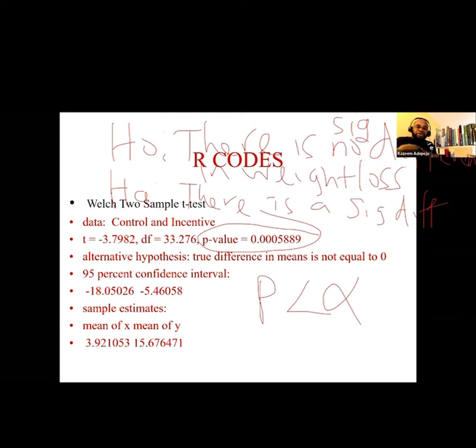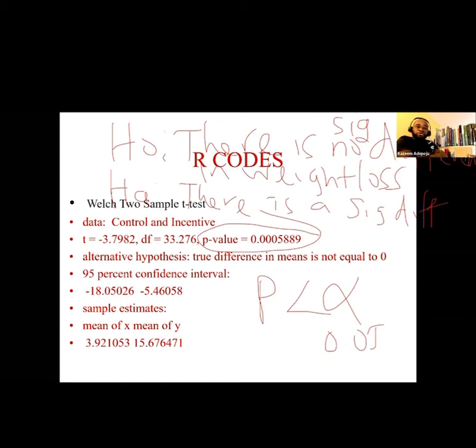The p-value here is 0.000005889, and that is less than 0.05, the level of significance. Because of that, we're going to reject the null hypothesis. Rejecting the null hypothesis in this situation means there's a significant difference between the two groups with regard to weight loss. That is where you use a p-value.